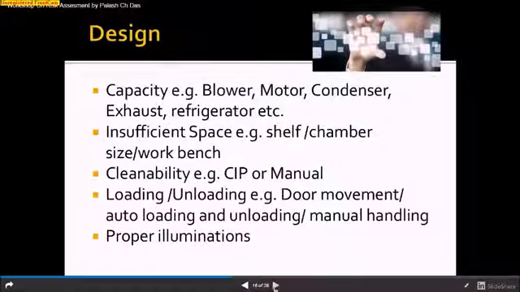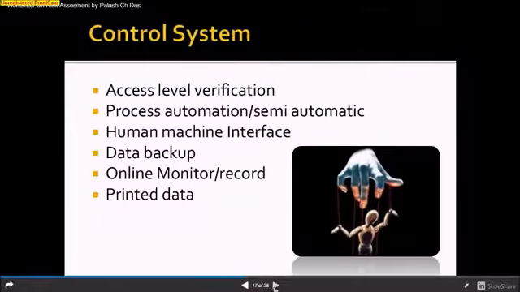Capacity. For example, blower, motor, condenser, exhaust system, refrigerator. If you have a cold chamber, you should check how much capacity it has, whether the refrigeration system is able to keep it at 2 to 8 degrees. If it is a 2 to 8 chamber, is there sufficient space? Does the chamber you are procuring fulfill your requirement? Whatever samples we are going to keep in the chamber, what are the shelf sizes? Number of shelves. Cleanability.